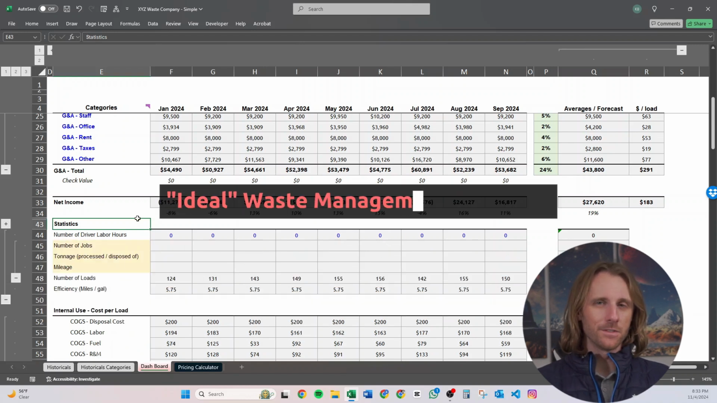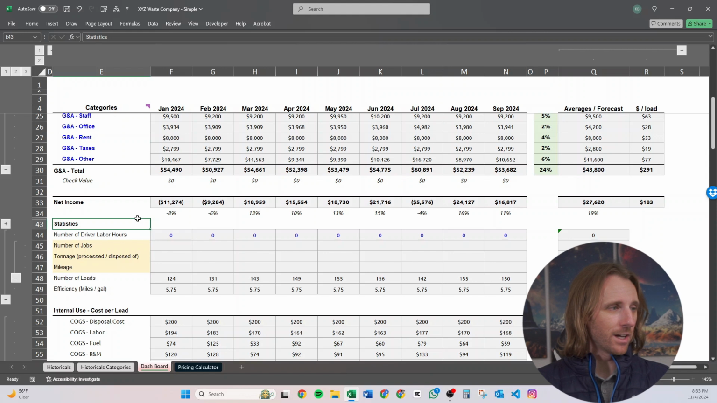Here are just a couple of different examples of statistics that I see a lot of waste management businesses capture. You can see here that we've got driver labor hours, number of jobs, tonnage, mileage, number of loads, which is somewhat similar to number of jobs, and then also fuel efficiency.